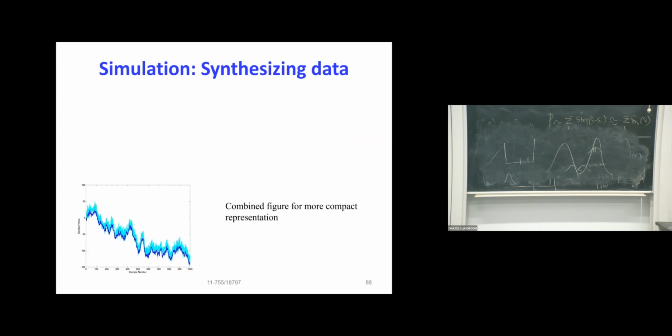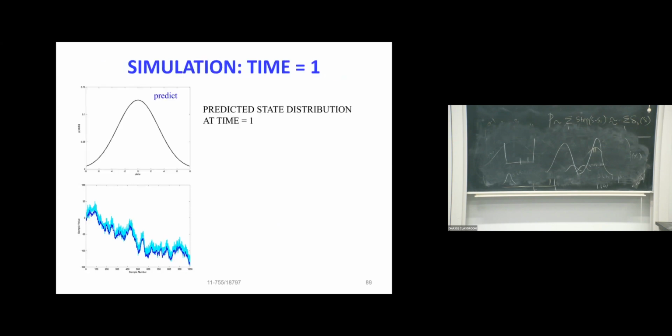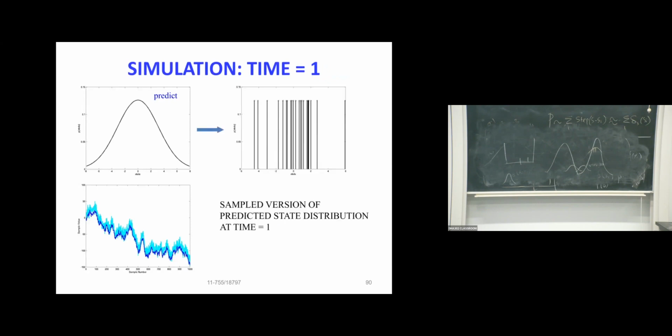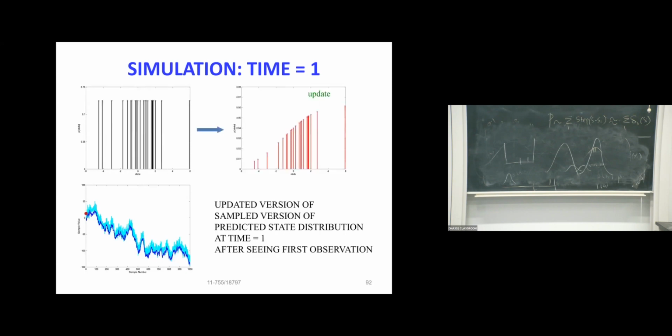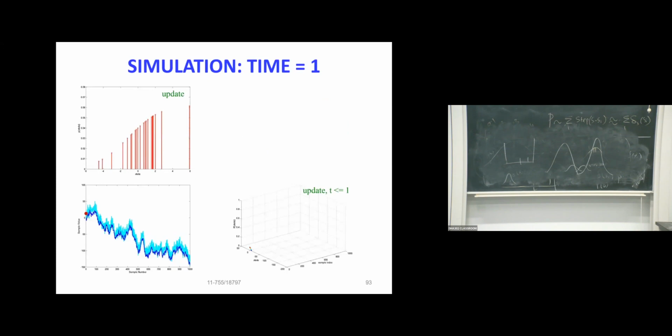So there's the combined picture, okay? Now, at time 1, let's say I have an initial state distribution, which is Gaussian, right? I'm going to sample it, and that's my sample distribution at time 1. Then I use my first observation and rescale it. So that's what it looks like, right? This is my updated distribution over the states after having generated the first observation.